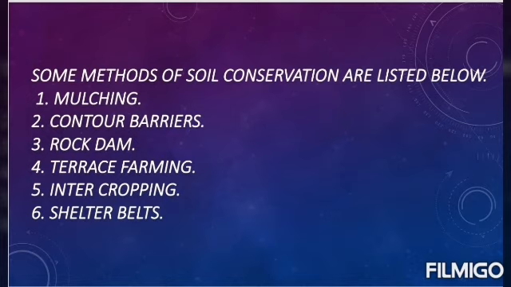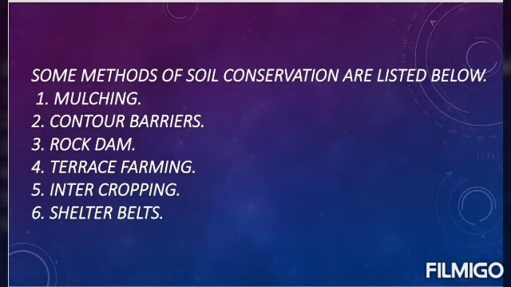The first one is mulching. Mulching is the method in which the bare ground between plants is covered with a layer of organic matter like straw. It helps to retain soil moisture. The second one, counter barrier. Counter barrier is the method in which stone, grass, soil are used to build barriers along counters. Trenches are made in front of them to collect water.